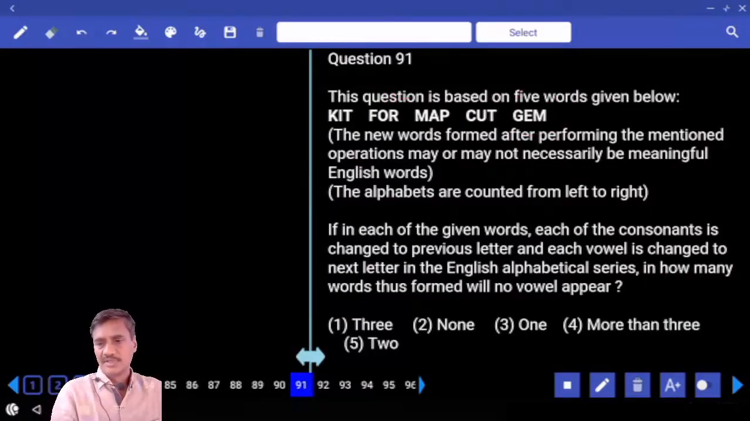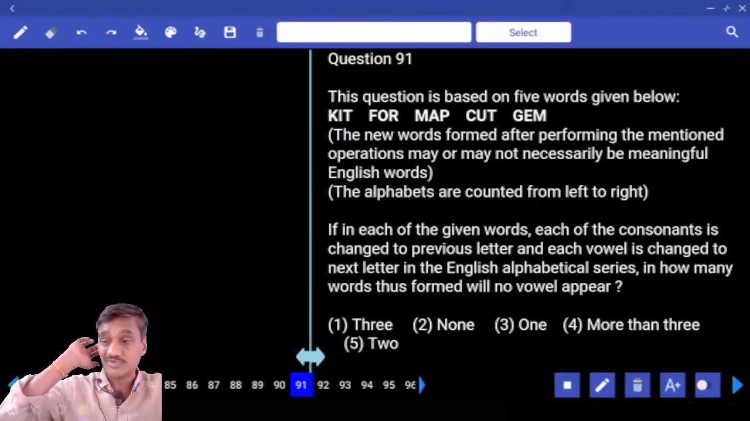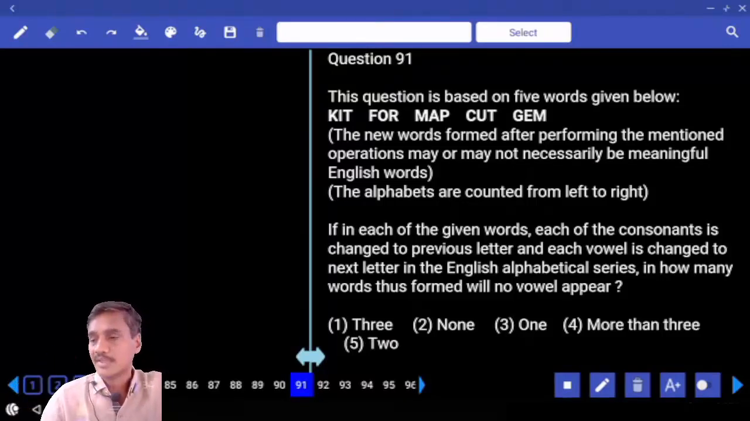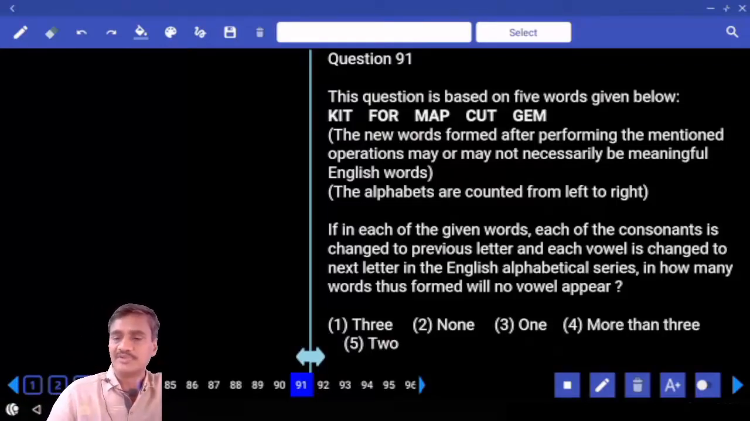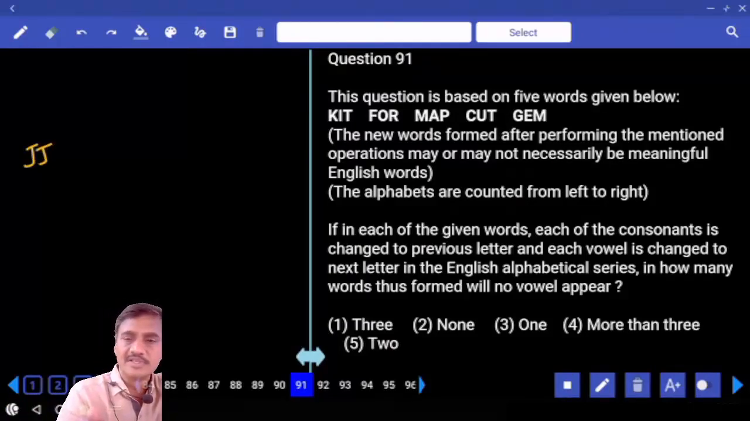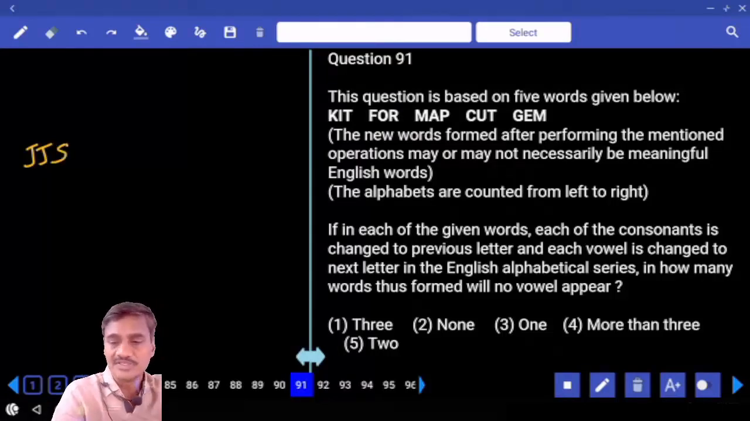Then 91, if in each of the following words each consonant is changed to the previous letter and each vowel is changed to the next letter, in how many words will no vowel appear at all? The consonant K, previous letter is J, isn't it? And the vowel I changes to the next letter J, and T, the previous letter is S. And see, is there any vowel in this one? There is no vowel at all.